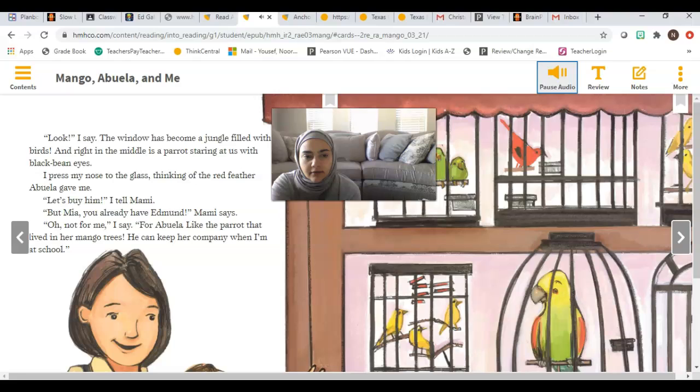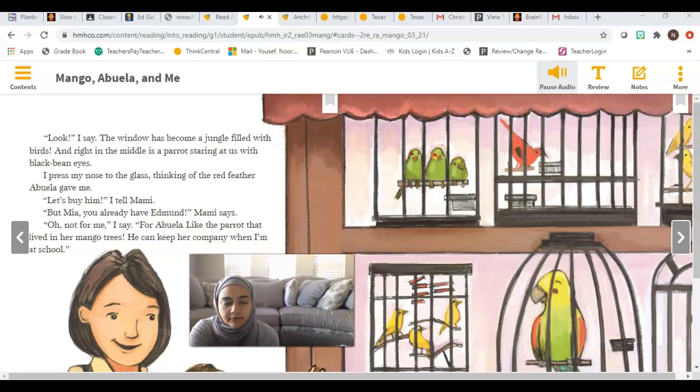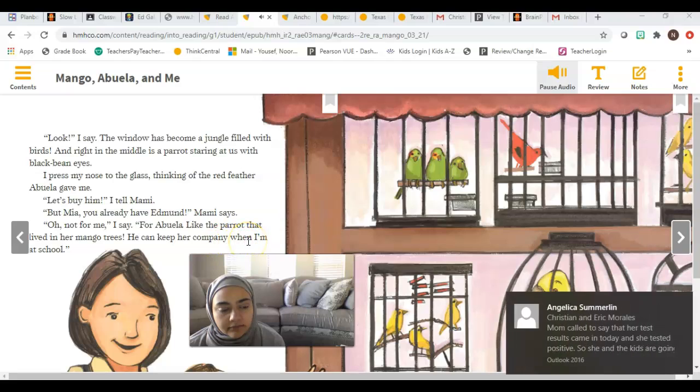"Look," I say. The window has become a jungle filled with birds, and right in the middle is a parrot staring at us with black bean eyes. I press my nose to the glass, thinking of the red feather Abuela gave me. "Let's buy him," I tell Mommy. "But Mia, you already have Edmund," Mommy says. "Oh, not for me," I say. "For Abuela, like the parrot that lived in her mango trees. He can keep her company when I'm at school."